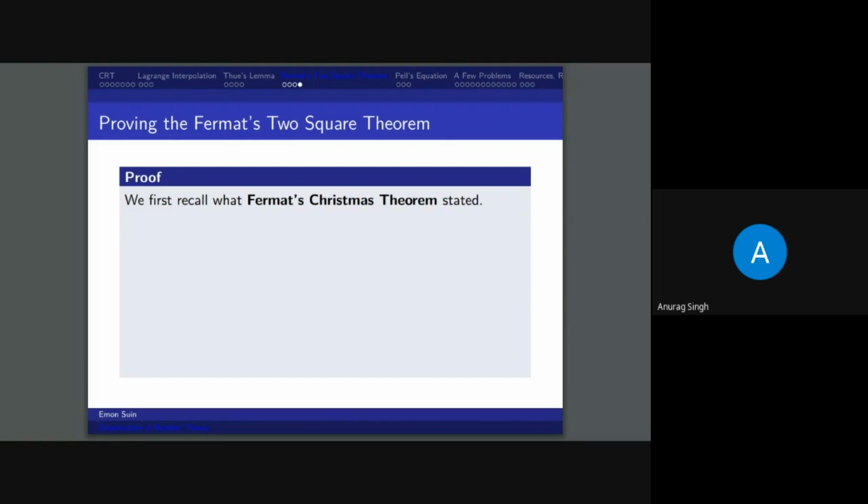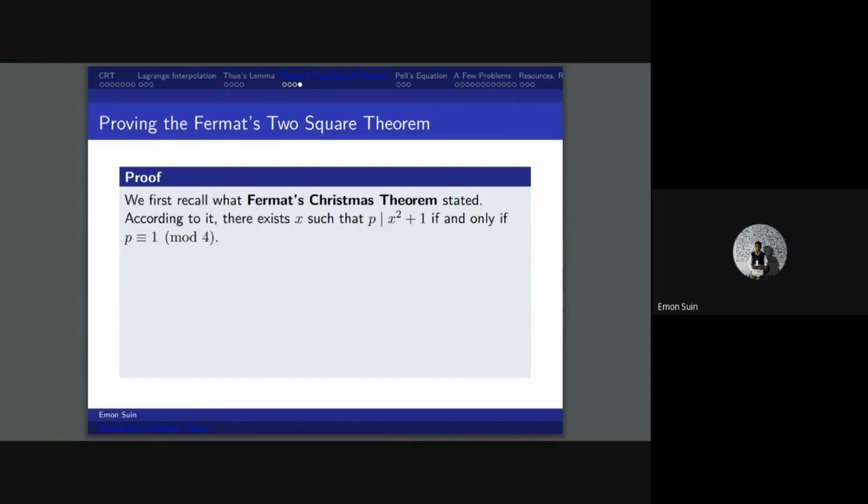I don't remember the accurate definition, but I can tell that if there is a prime which is congruent to one modulo 4, then it can be denoted as a sum of two squares. Okay, correct. So it states that there exists x such that p divides x square plus 1 if and only if p is congruent to 1 mod 4.